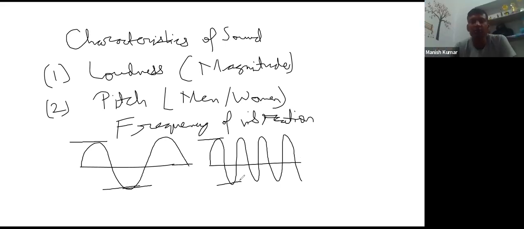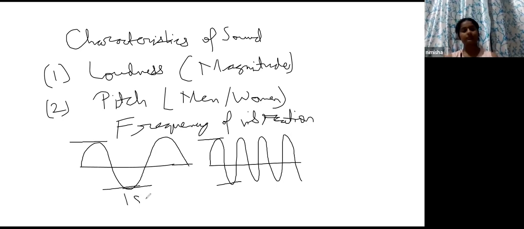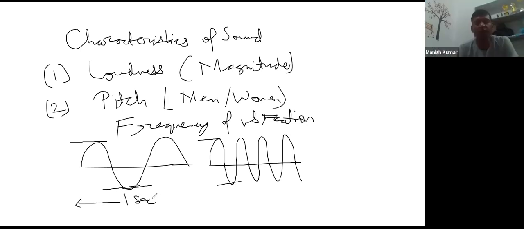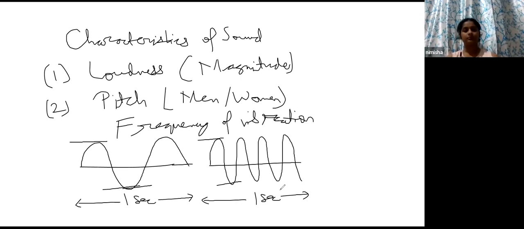Can you identify it? Suppose I am writing here 1 second, from here to here. And here also, from here to here, this is also 1 second. In the same time period, the waves are different. Now, which one has the greater frequency, Nimisha? The first one or the second one? The second one. Why? Because it has many waves.